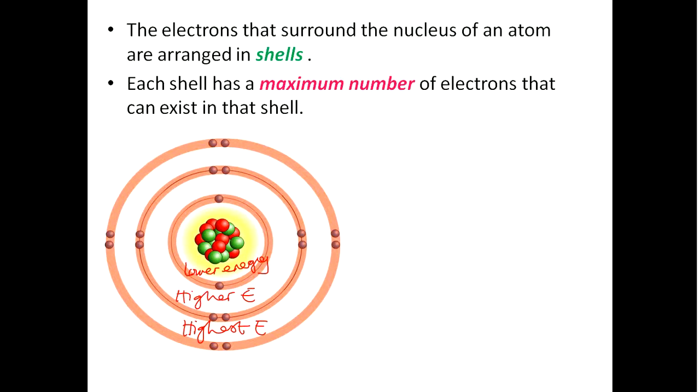The electrons that surround the nucleus of an atom are arranged in shells. Each shell has a maximum number of electrons that can exist in that shell. The shells are also known as energy levels. The shell closer to the nucleus is lower energy, and then the energy levels increase.